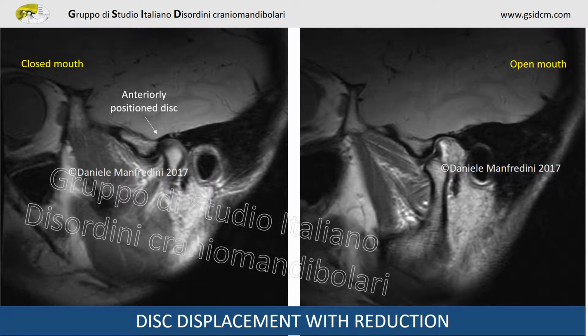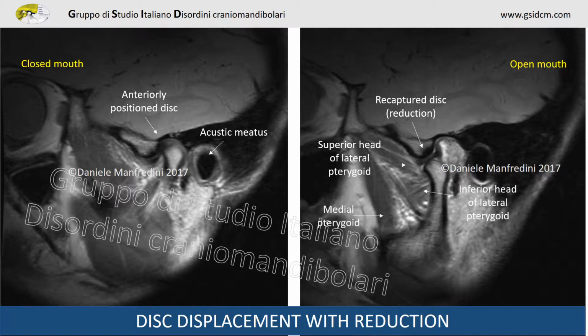When, in the closed mouth, the disc is positioned anteriorly with respect to the 12 o'clock position and it is recaptured during condylar translation, we have a diagnosis of temporomandibular joint disc displacement with reduction.